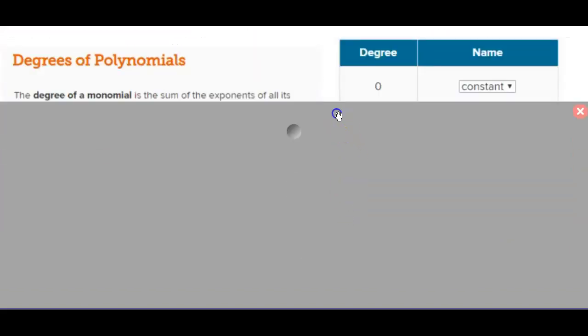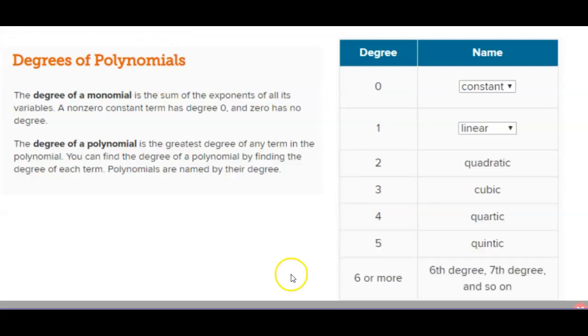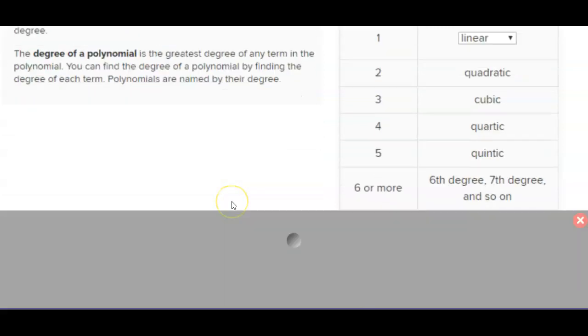So just a few more notes for your reference. They all have different names too with their degrees. So the degree of a polynomial is the sum of the exponents of all its variables. So a non-zero constant term has 0. So if the degree is 0, we call it a constant. If it's 1, we call it linear. If the degree is 2, it's quadratic, 3 cubic, 4 quartic, 5 quintic, and then after that, we just say it would be the 6th degree, the 7th degree, on down.